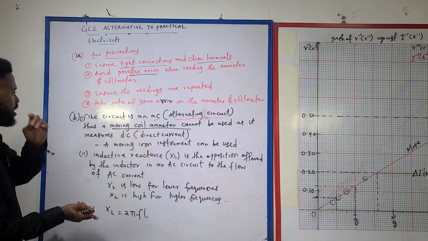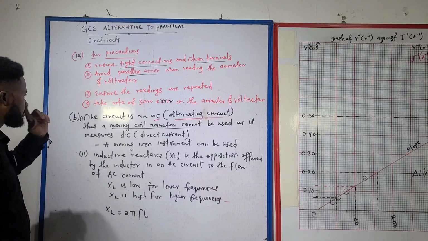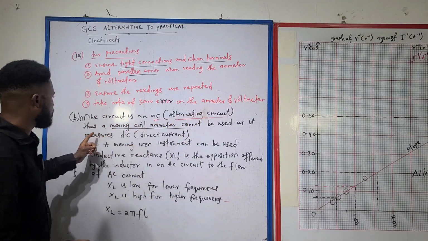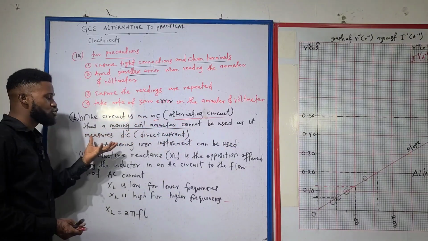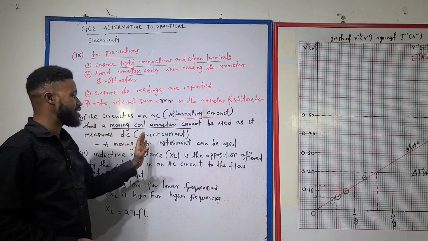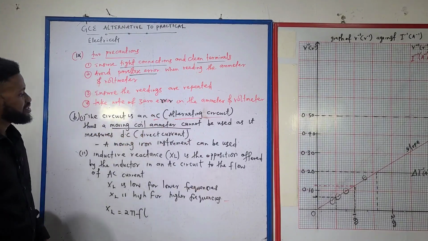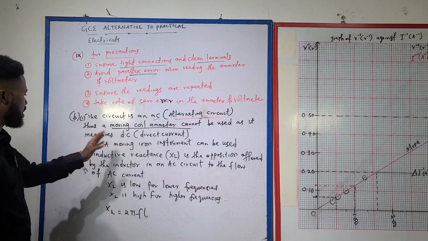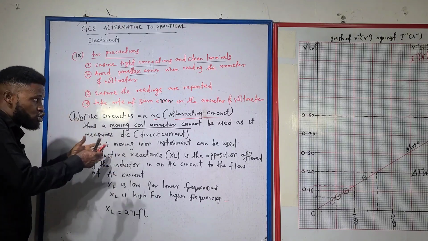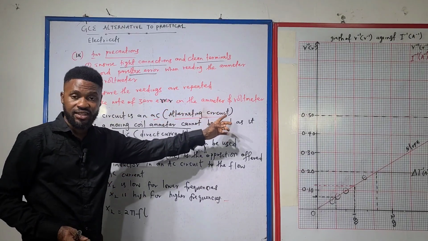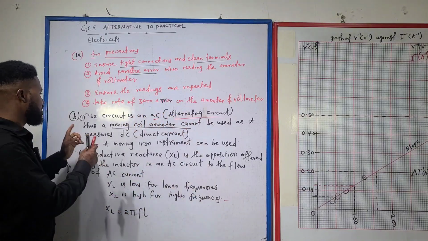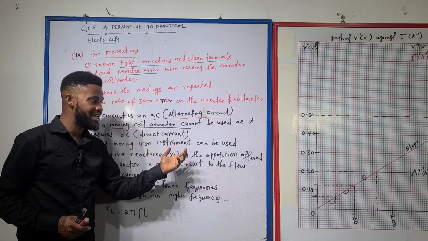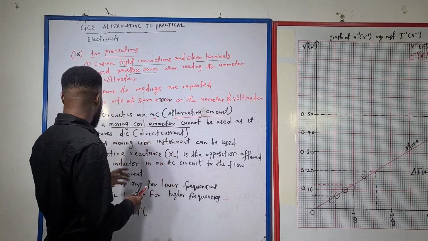The circuit is an AC circuit. Thus, a moving coil ammeter cannot be used, as a moving coil ammeter is used to measure direct current in a DC, in a direct circuit. Okay, so what instruments can we use for this alternating current in this AC circuit? We can use a moving iron instrument. That is what we can use.